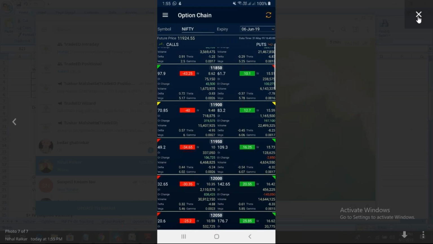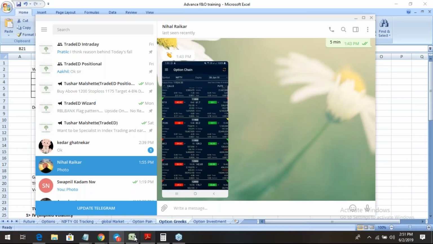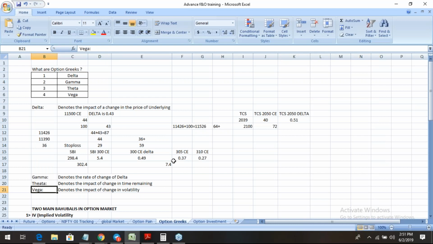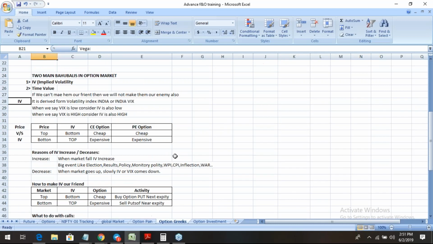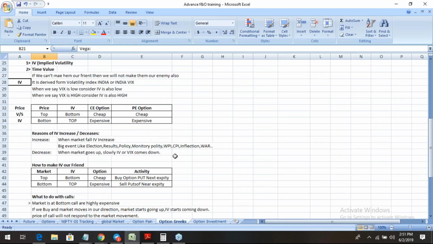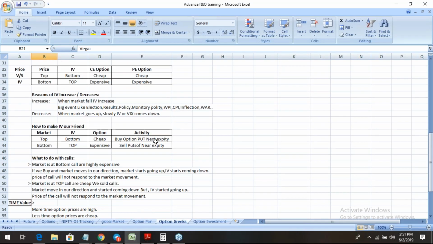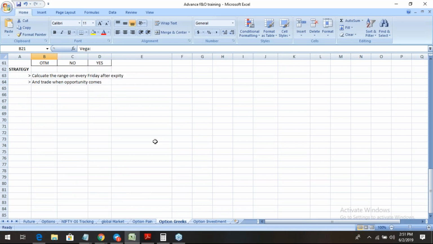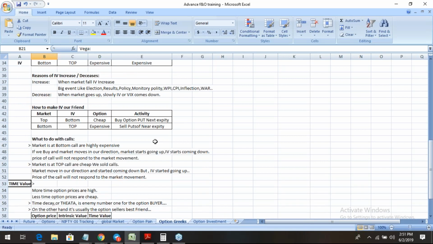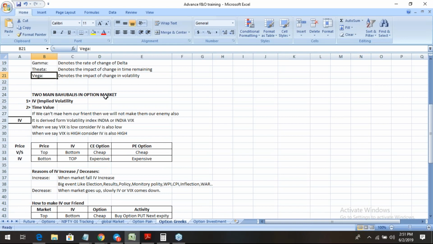I have a little bit more. You can read after this because it will again take too much time, but I'll quickly explain. There are two boundaries in the options market, which are time and IV. What is IV? Implied volatility.